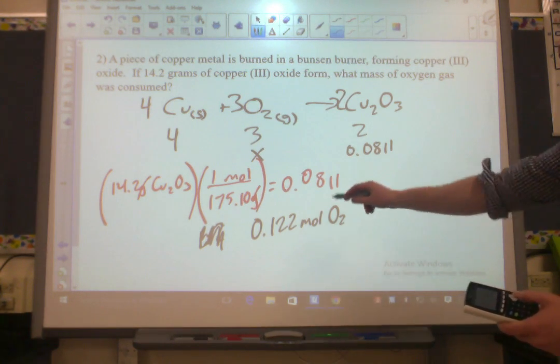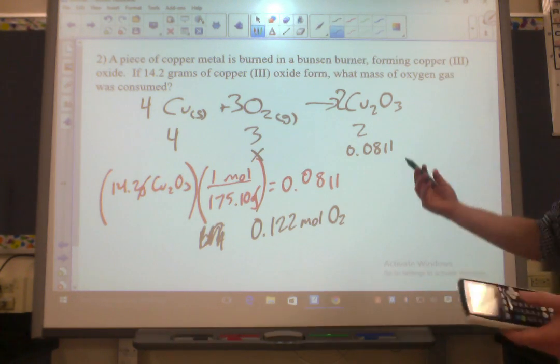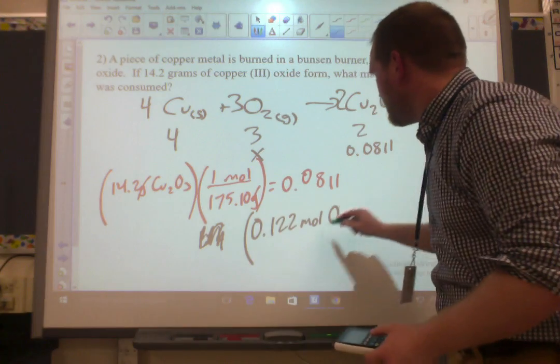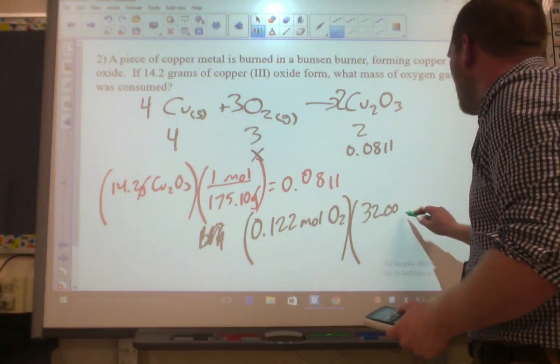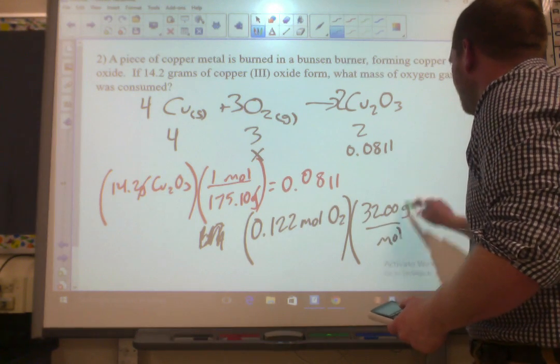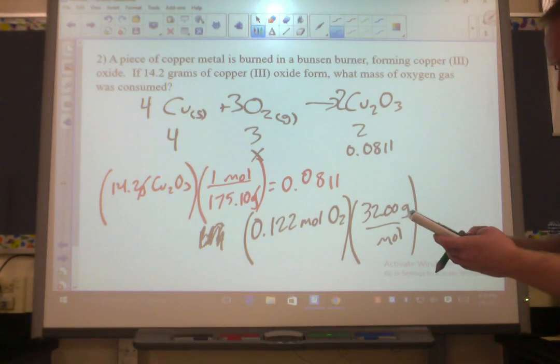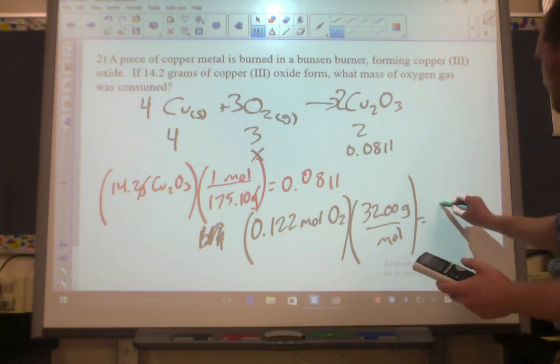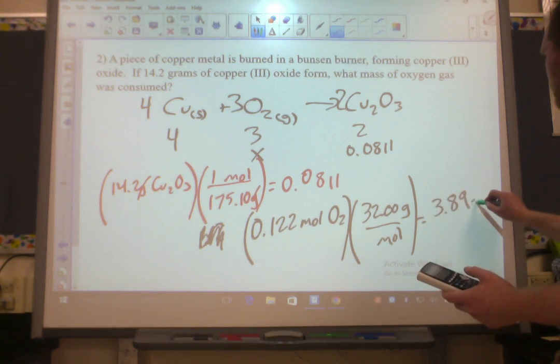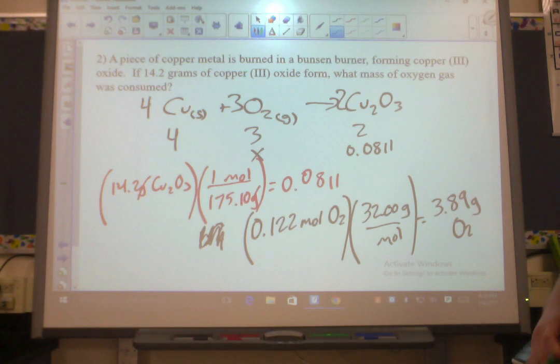Okay, but I'm not looking for moles, I'm looking for grams. Fortunately, oxygen gas is real easy, 32. So times 32.00 grams per mole gives me 3.89. 3.89 grams of O2 gas. And that's my answer.